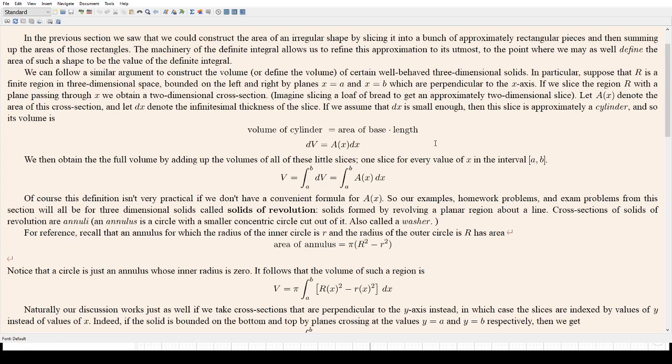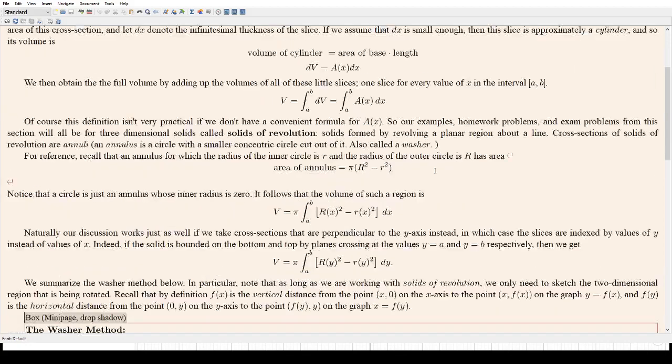So, to obtain the full volume of the three-dimensional solid, all we need to do is add up all of these little volumes. And by add up, of course, I mean integrate, whereby we obtain this formula, integral of A of x dx, over some interval. These are the x values that bound the solid.